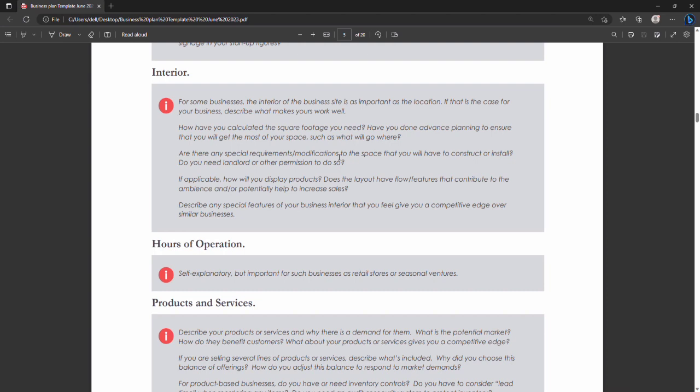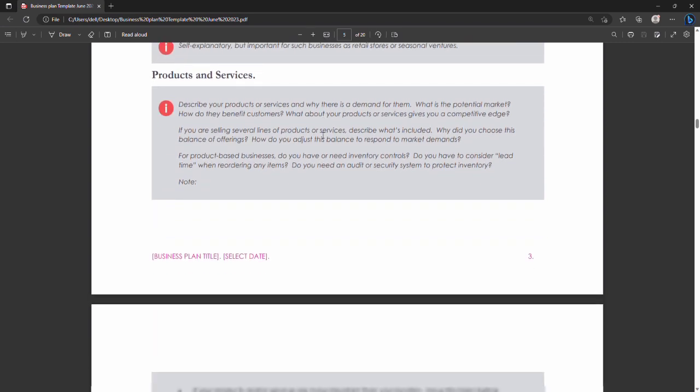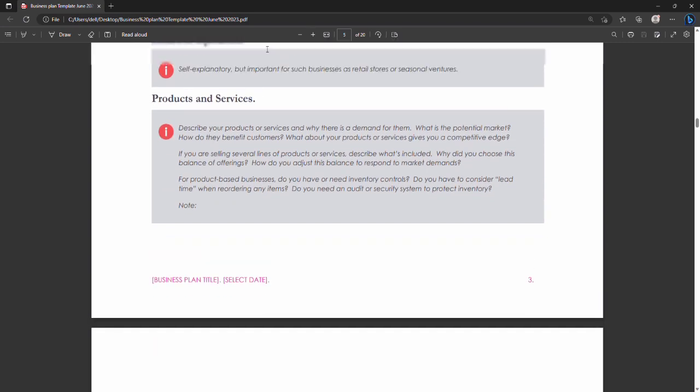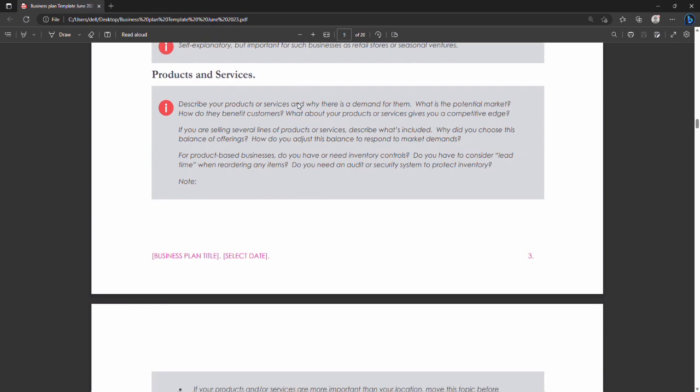Okay, hours of operation. This is self-explanatory, as they also said. So you know the time you operate, you know the time you open and the time you close. But I encourage you to choose a time that actually shows that you are working full time on this business. And in a week, it shows that you are working more than 45 hours.